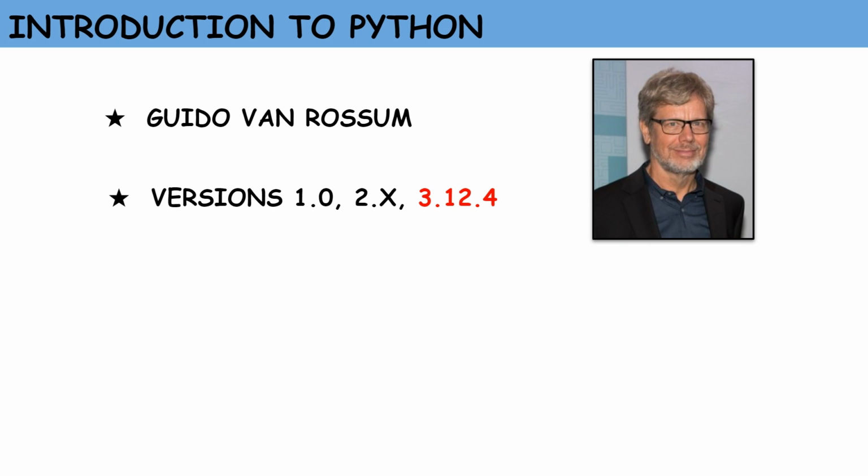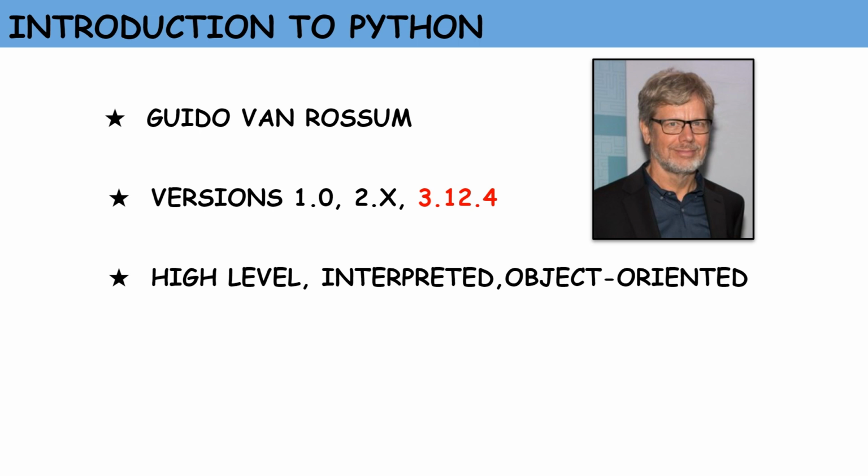Python is a high-level language, so it is an interpreted language. It is an object-oriented language. It is also an open source language. Let us discuss in detail about the features of Python.